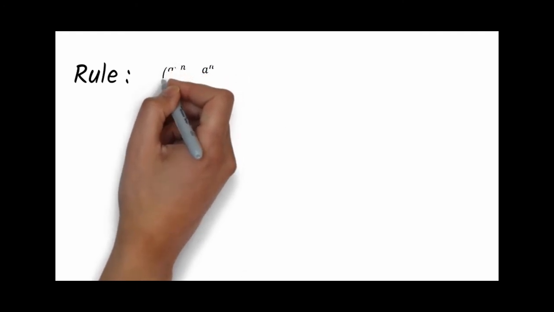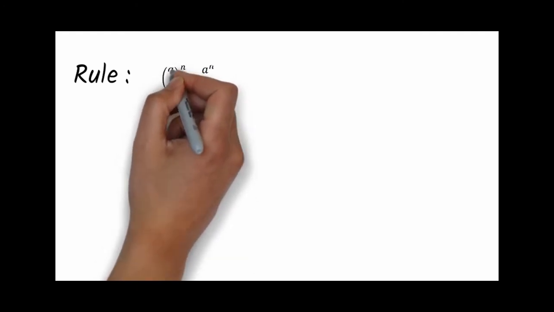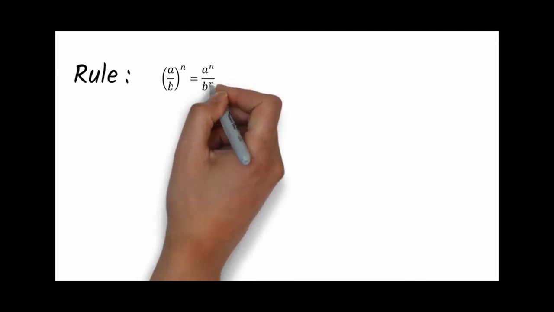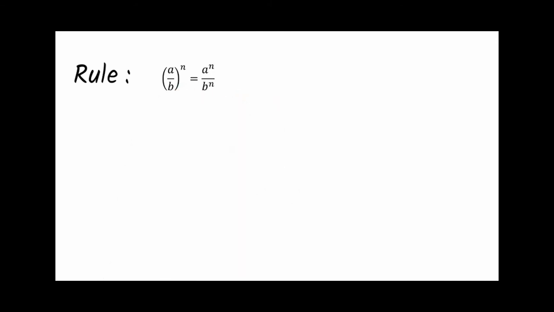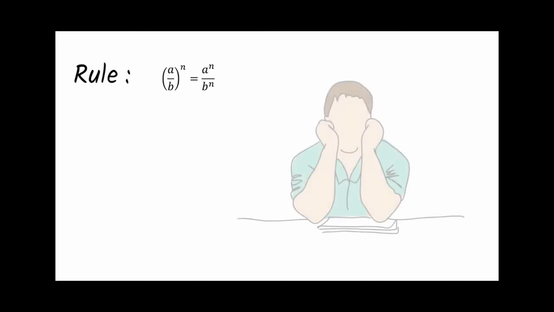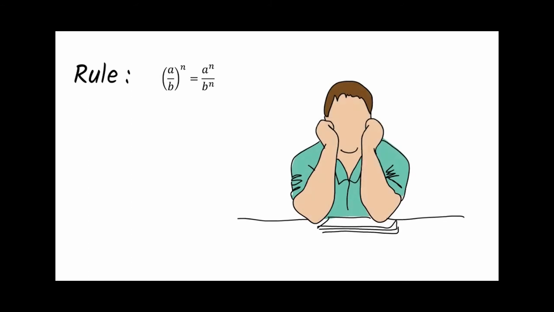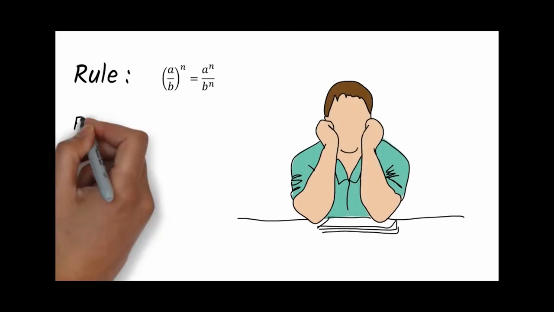Let's look at the first rule for when we have a fraction raised to the power of n. When that happens, it's equivalent to the numerator raised to the power of n over the denominator raised to the power of n. So if I have a fraction a over b, the whole thing raised to the power of n, that is equivalent to a raised to the power of n over b raised to the power of n. Now keep this in mind. Let's look at a few quick examples.